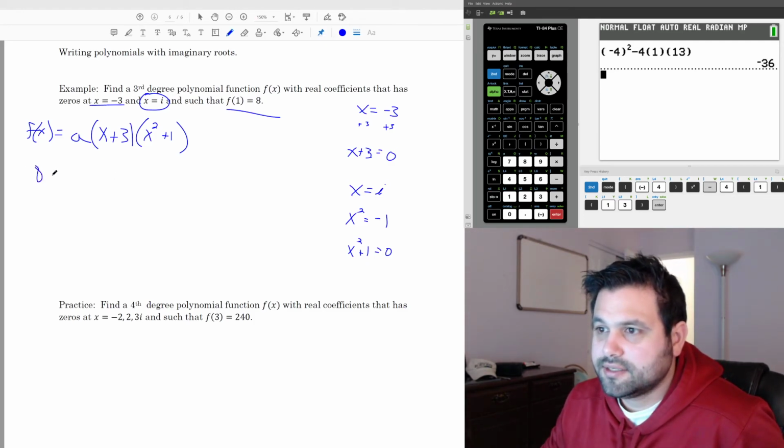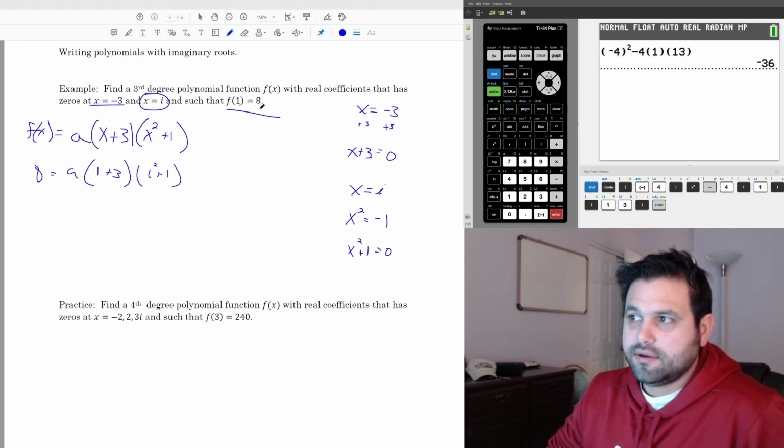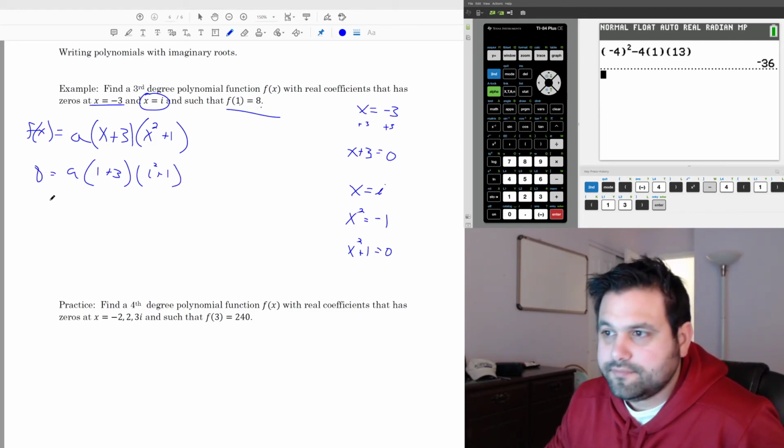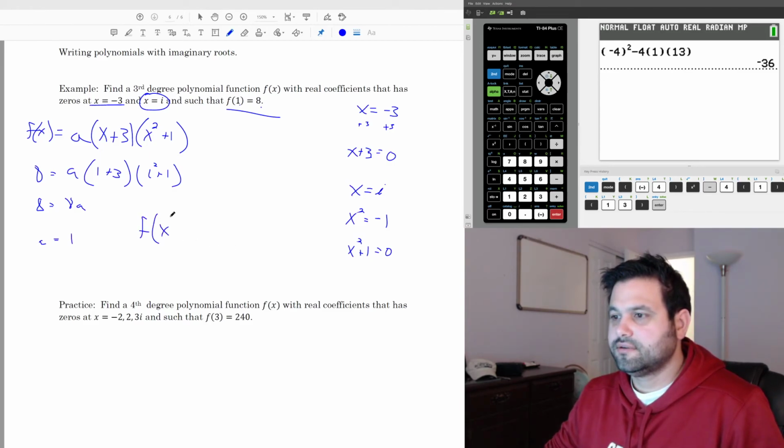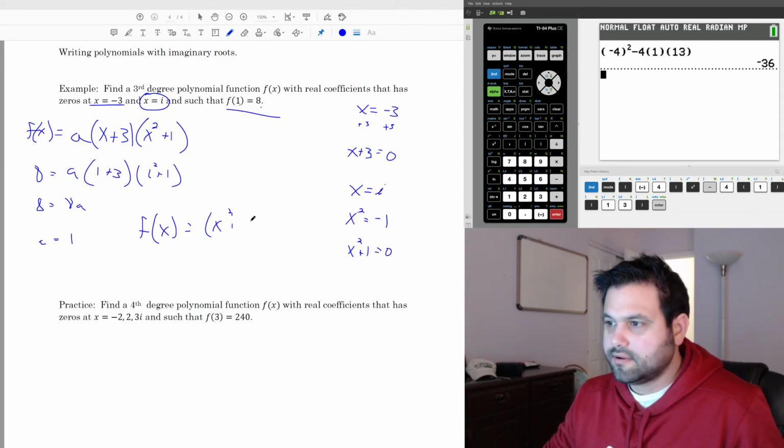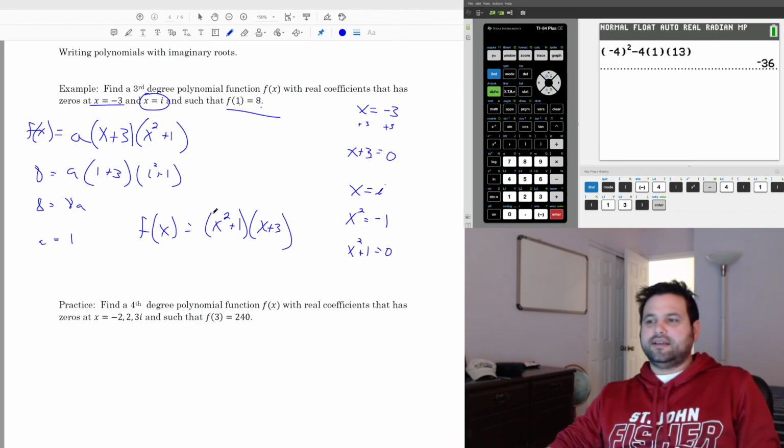Now we're going to use this information to find what that coefficient is. So 8 equals a times (1 plus 3) times (1 squared plus 1). I'm just plugging 1 in, and I know it has to output 8. So 8 equals, that's going to be 4, that's going to be 2, 4 times 2 is 8. And so a equals 1. Okay, and so our function is x squared plus 1 times x plus 3. I like to just write the highest degree out front.